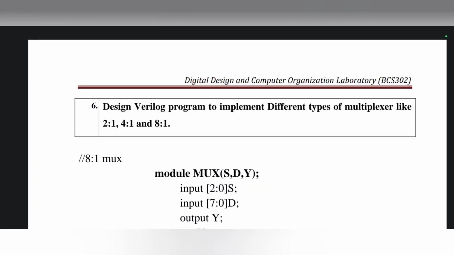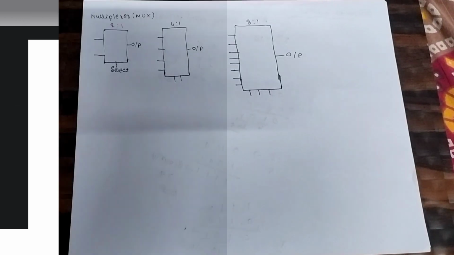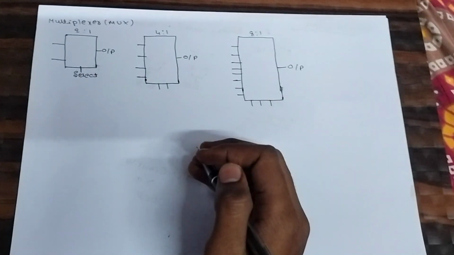Hello everyone. Today we are going to solve the sixth experiment of our DDCO Lab, that is, design a Verilog program to implement different types of multiplexers like 2:1, 4:1 and 8:1. Before going to this problem, let us understand the multiplexer.